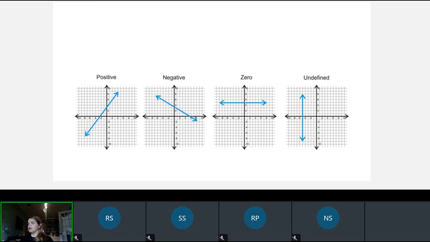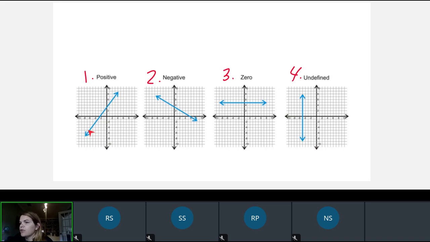Okay, so let's talk about if we are just given a graph. There are 4 types of slope. We can have a positive slope, a negative slope, a 0 slope, or an undefined slope. So what is the difference in these 4? We are always going to start at the far left of our graph. So that would be over here for number 1.